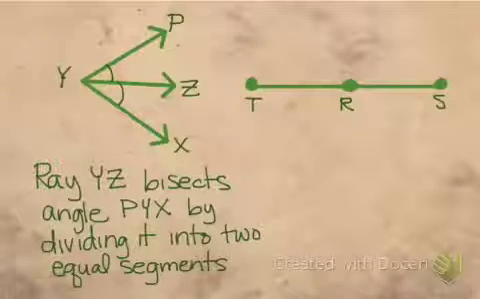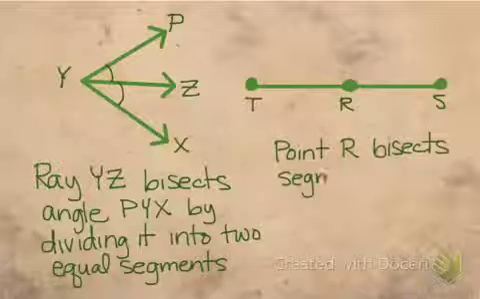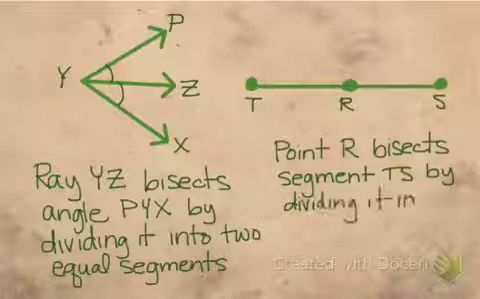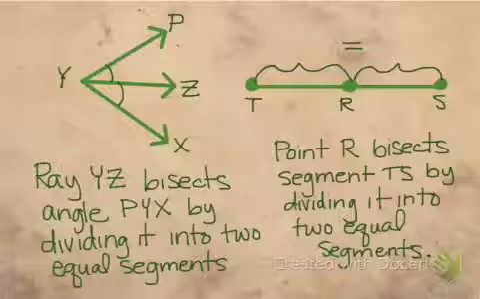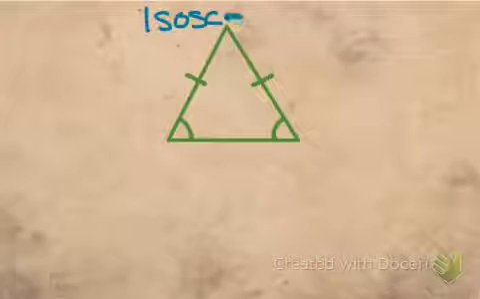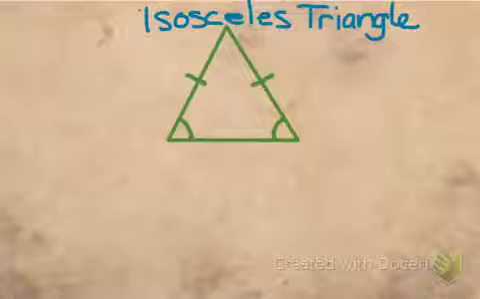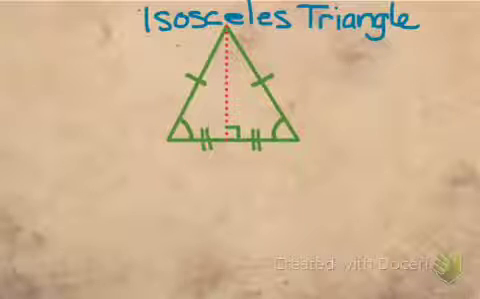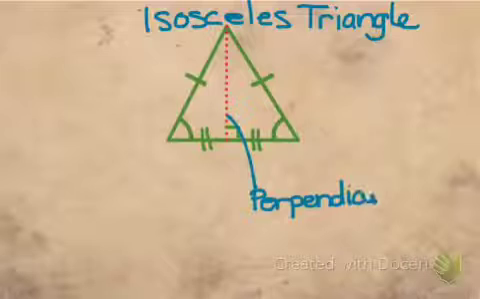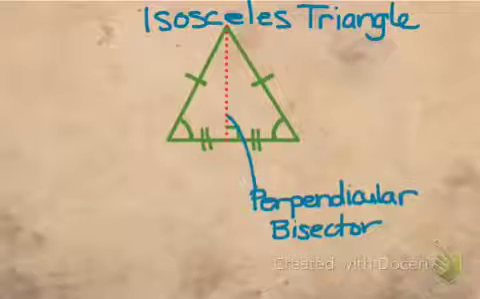Now we can also bisect a segment. So we say point R bisects segment TS by dividing it into two equal segments. So TR is equal to RS. Okay, so we have an isosceles triangle, meaning that two sides are the same, and that also indicates that two angles are the same. We will draw the height or the altitude here, and it is a perpendicular line which bisects the bottom. So we call this a perpendicular bisector.